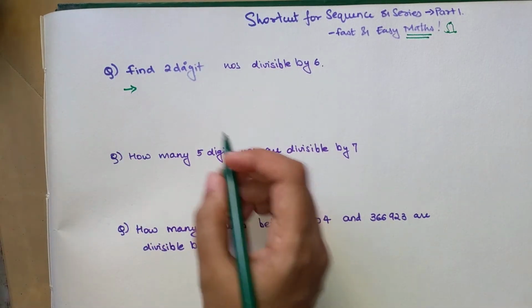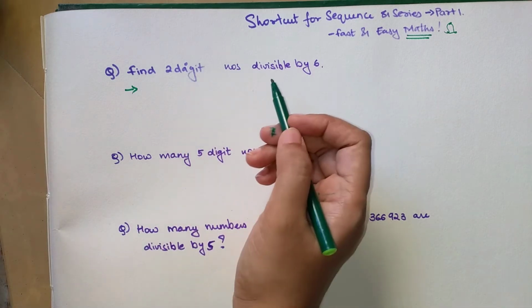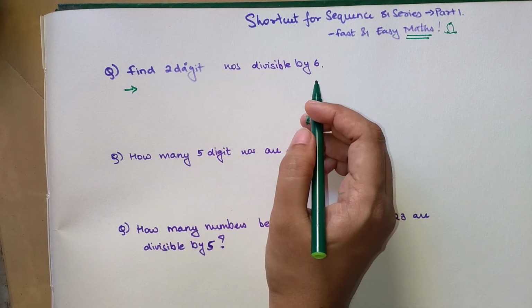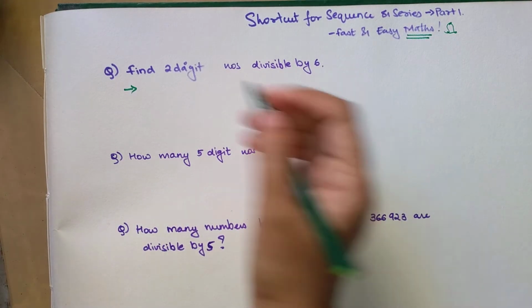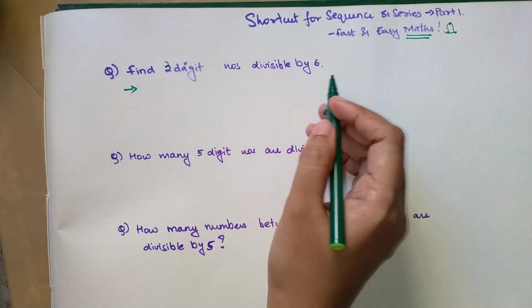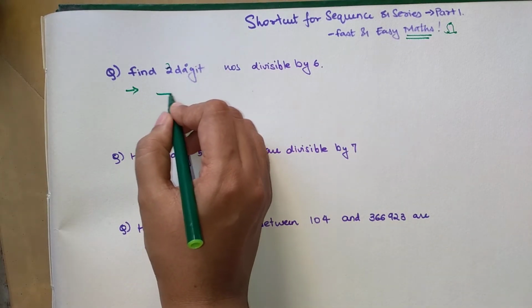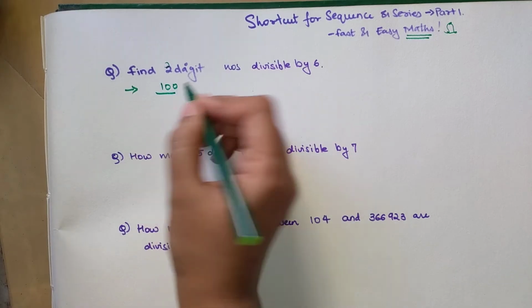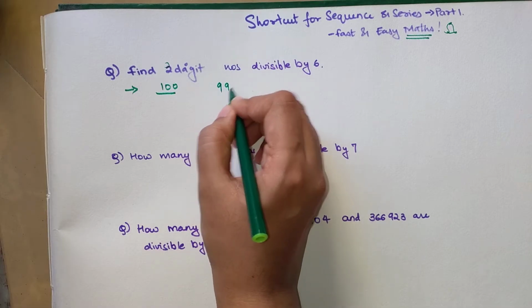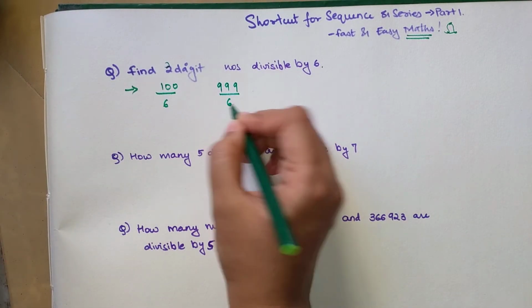So without wasting further time, I'm going to show you the first trick. The first question is: find three-digit numbers divisible by 6. Oh, sorry, this is three-digit. Sorry for that. Find three-digit numbers divisible by 6. So you start with the lowest number, which is 100, and the highest number, which is 999, and you divide both of them by 6.